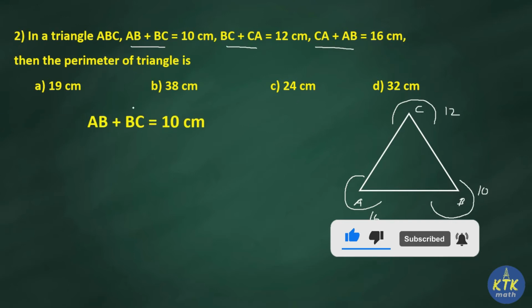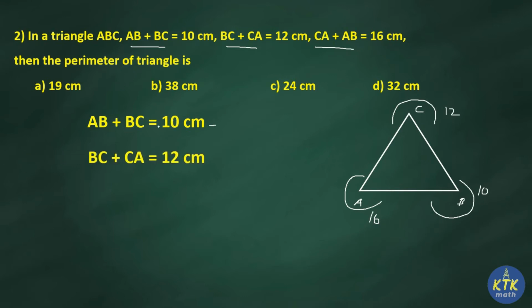AB plus BC is 10, BC plus CA is 12, and CA plus AB is 16. Okay, so if I am taking this as first equation and this one as second equation and this one as third equation. Just listen to what I am doing. I am going to add all these equations, 1, 2 and 3, both left side and right side separately.